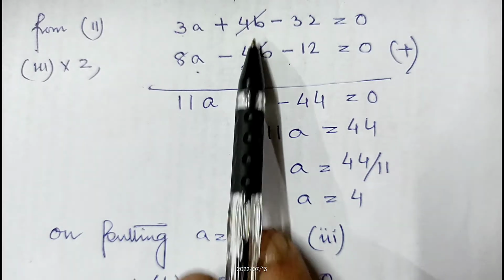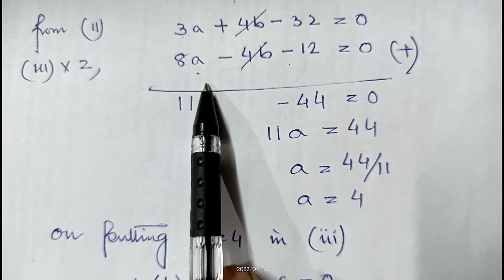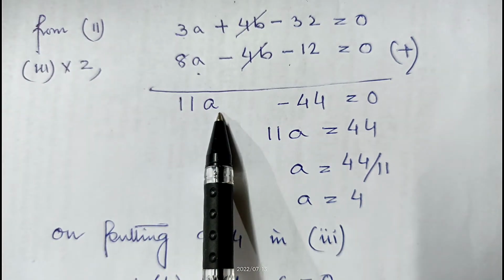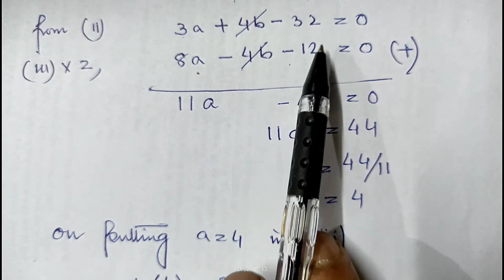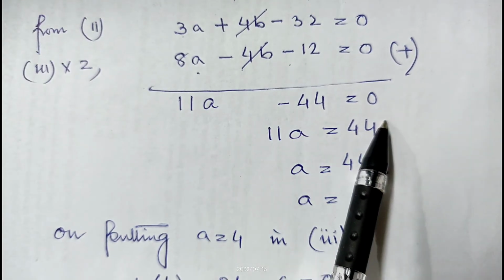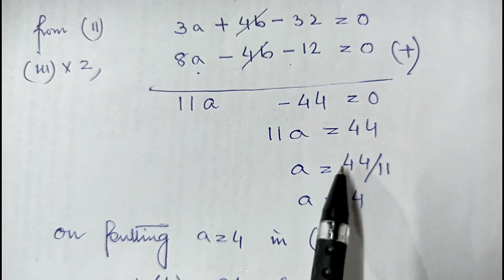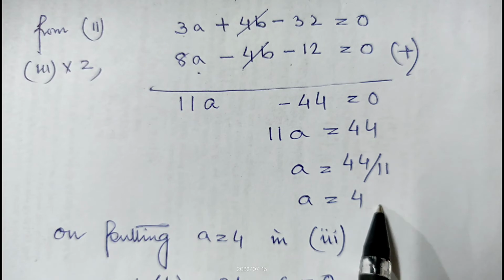Now, this plus 4b and minus 4b can be cancelled. So if we add these two equations, we are going to get 8 plus 3, 11a. These two will be cancelled. And here minus 32 minus 12, it will be minus 44 equals to 0. So 11a equals to 44. So a will be 44 by 11, which will give 4.